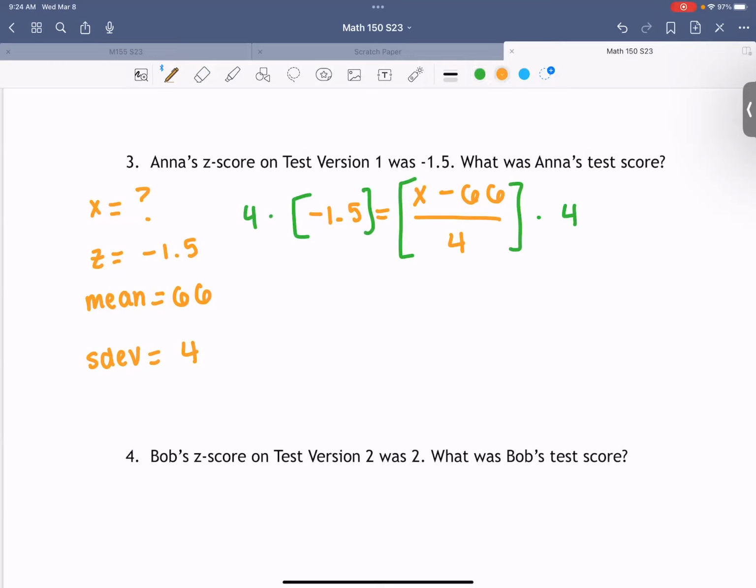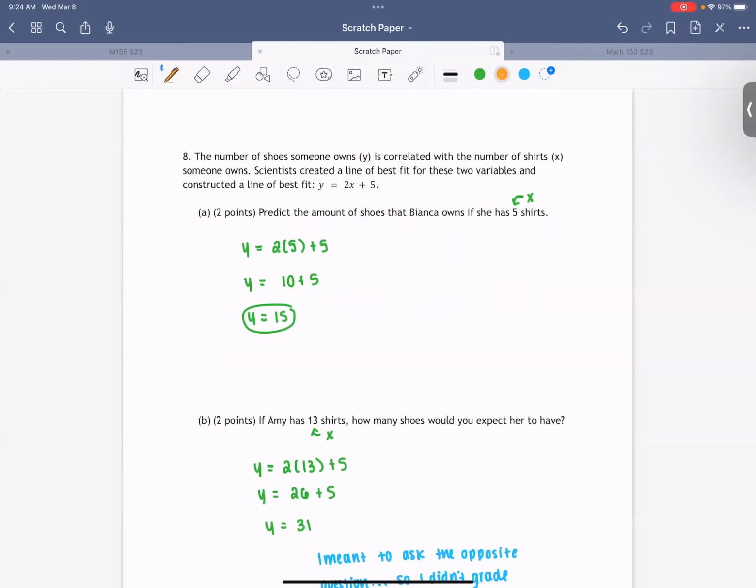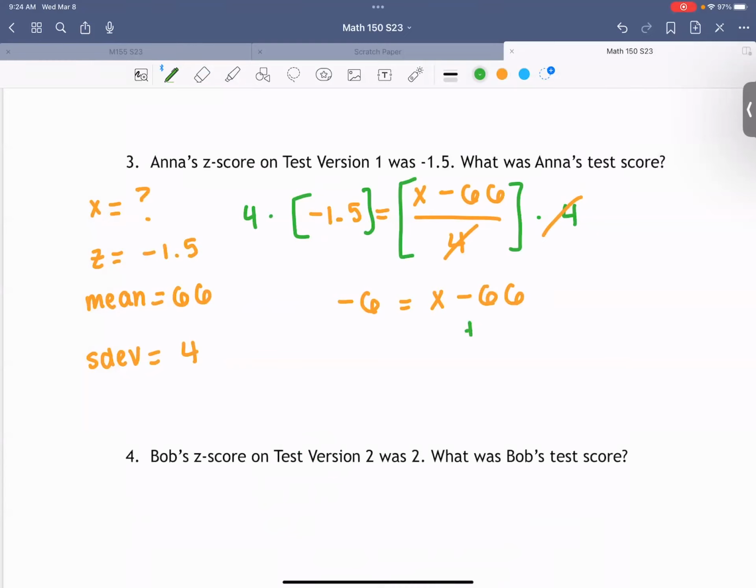4 times negative 1.5 is negative 6. And the 4's cancel out, which means we have x minus 66 on the right-hand side. All I have to do is undo the minus 66. The opposite of minus is plus, so I add negative 6 to 66, and that gives me 60. Then we have x on the other side. Looks like Anna's test score was a 60, which is not very good.